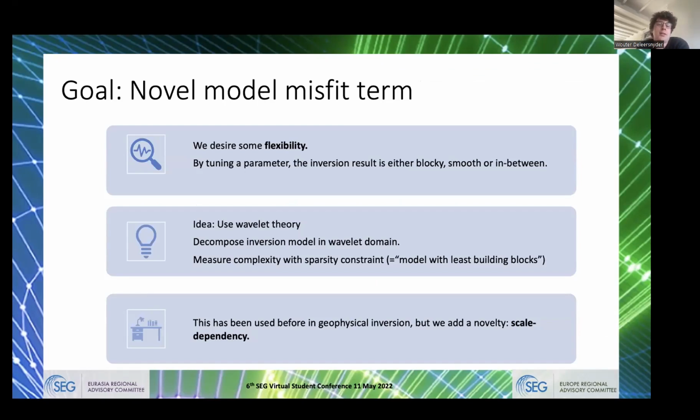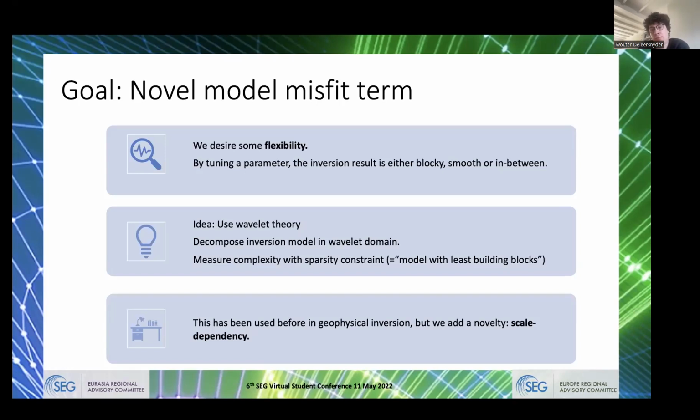So I want to add a specific parameter that will allow me to get either blocky, smooth, or in-between inversion models. And the idea is to use wavelet theory. So we will decompose the inversion model in the wavelet domain, which is, in simple terms, basically decomposing an inversion model as a series of building blocks of the same shape, but with various widths and at different locations. And then we still need to translate Occam's principle into that framework.